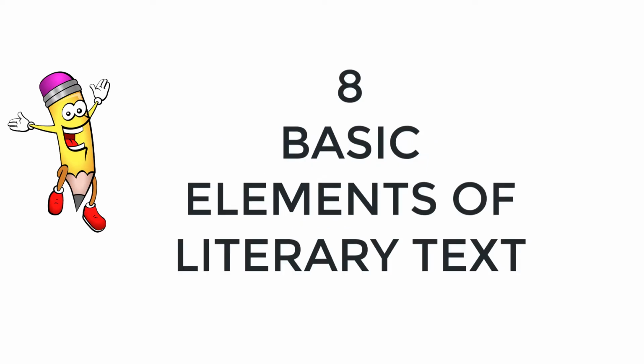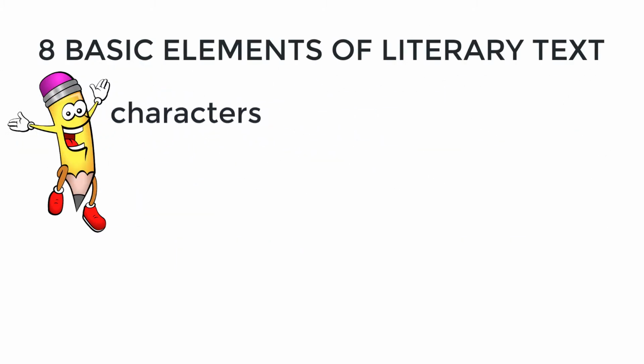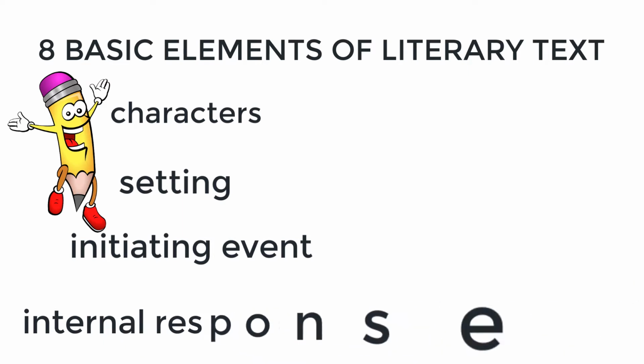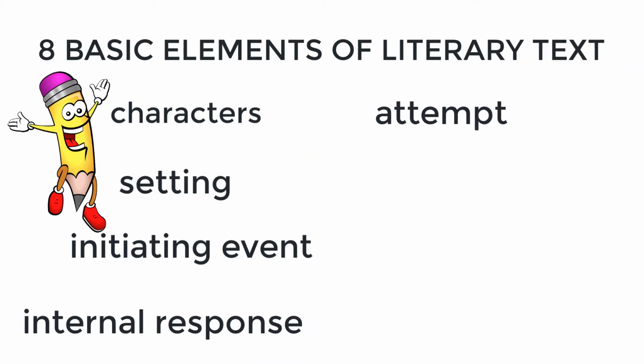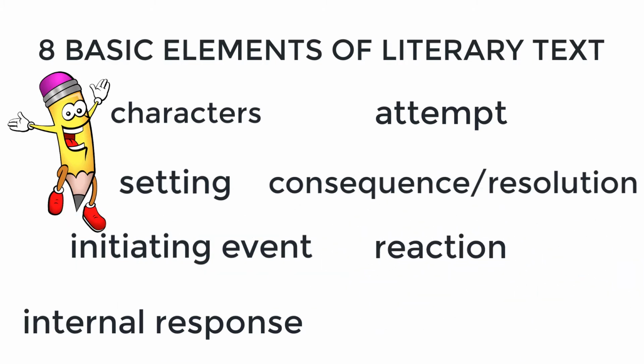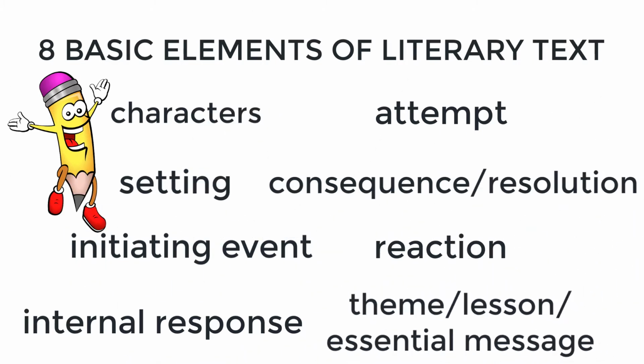For literary text, there are 8 basic elements that you need to be aware of to follow along with the author's organizational pattern and improve your comprehension. These are characters, setting, the initiating event, an internal response, an attempt, a consequence or resolution, a reaction, and the theme, lesson, or essential message.